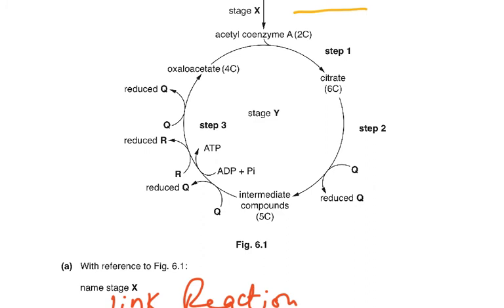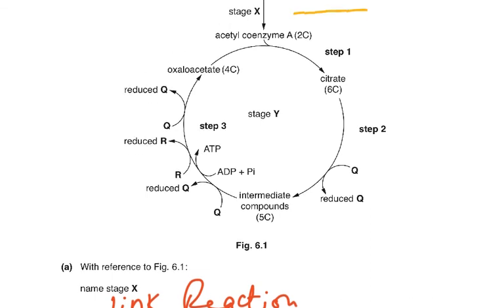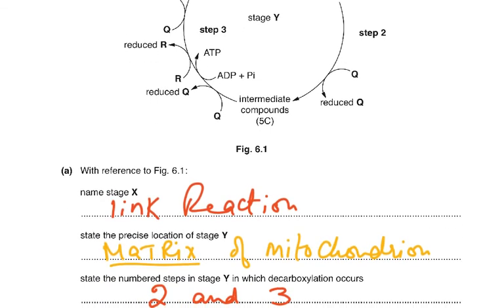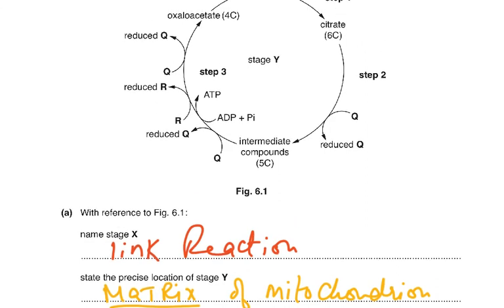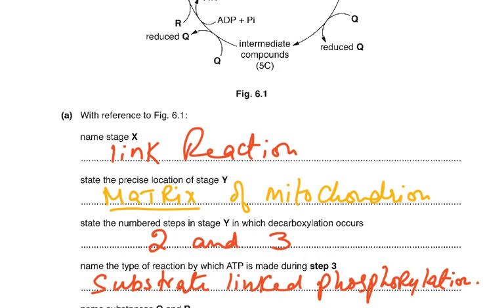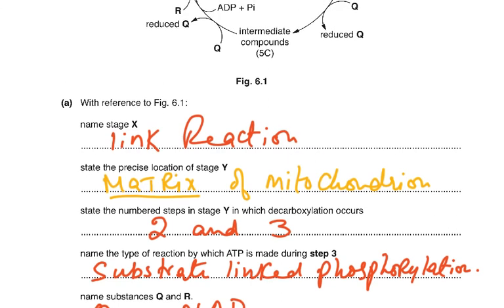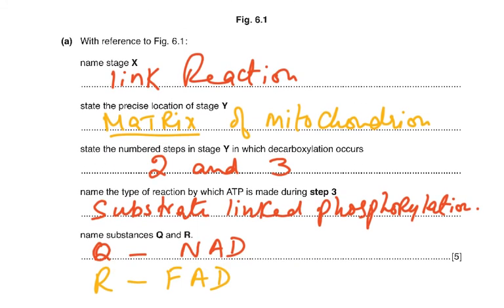With reference to figure 6.1, name stage X. X is the link reaction. State the precise location of stage Y: matrix of mitochondria. State the numbered steps in stage Y in which decarboxylation occurs. So decarboxylation occurs in 2 and 3. State the type of reaction by which ATP is made during step 3, that's substrate linked phosphorylation, or you could have said also substrate level phosphorylation. Both are allowed. Name substances Q and R. Q was NAD and R was FAD.